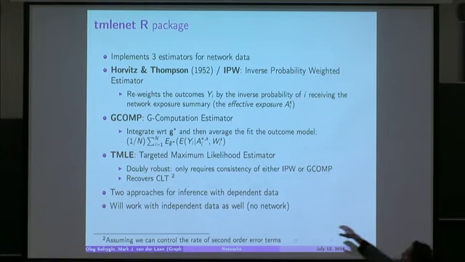And the G computation estimator simply integrates the outcome model with respect to the initial estimator of the conditional expectation that is not targeted. And then the targeted maximum likelihood estimator essentially uses those 2 estimators to recover the central limit theorem, given that you have good enough control over the second-order terms. And that's an issue of its own, but outside of the scope of this talk.